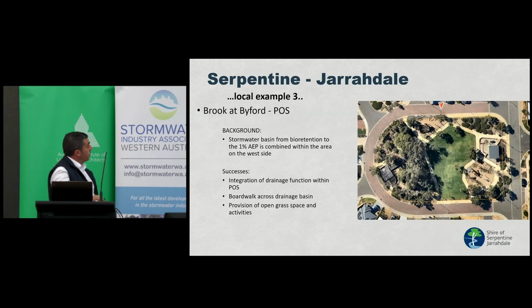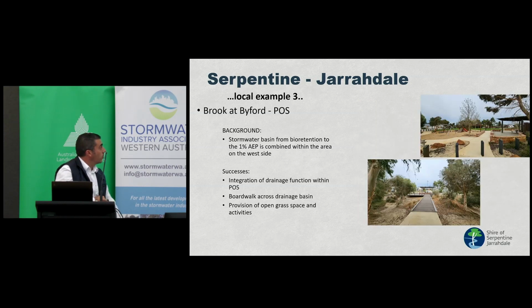I guess this is a better example of how the two can be integrated. So you've got your stormwater basin with your bioretention area in this area. The larger events will flow over into a turf active area. And there's just some more sections here where you've got boardwalks for integration of footpaths and mobility through the POS and over the drainage area, and obviously the provision of the active area.